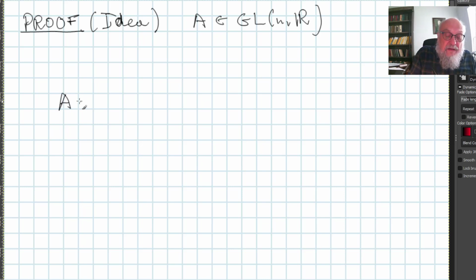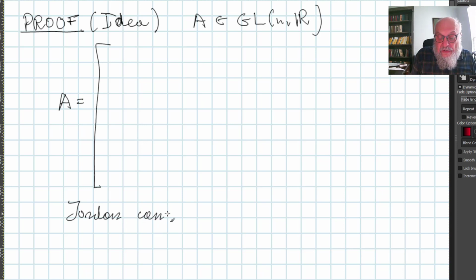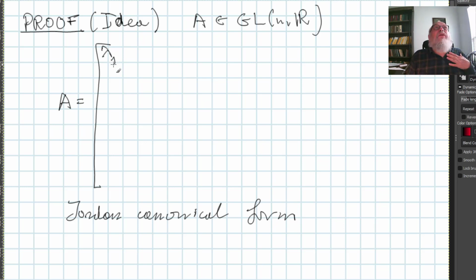So in such a case, you can write it down that this matrix has the Jordan canonical form. And what does it mean? Then you have here eigenvalues. So put it like this. First eigenvalue is lambda 1.